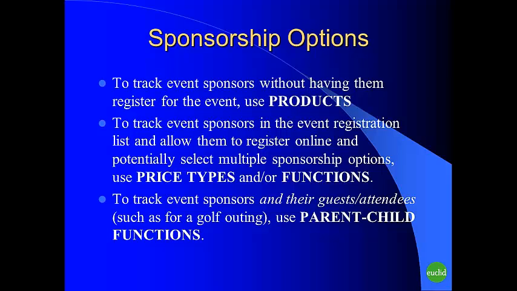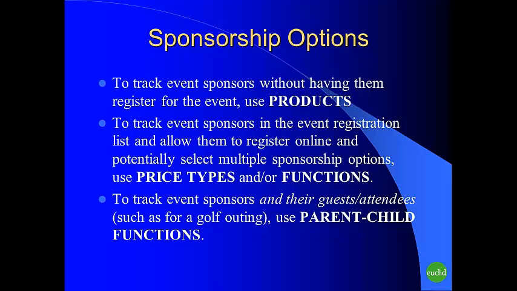Let's step back a moment. Parent-child functions are one tool for tracking event sponsorships. In general, the simplest approach is to track sponsorships as products. In this approach, sponsors do not register for the event and do not appear in the event registration list. In cases where the sponsor will be registering for the event, including online, or where they may be selecting from a mix of sponsorship options, price types and functions are created within the event to track the sponsorship.